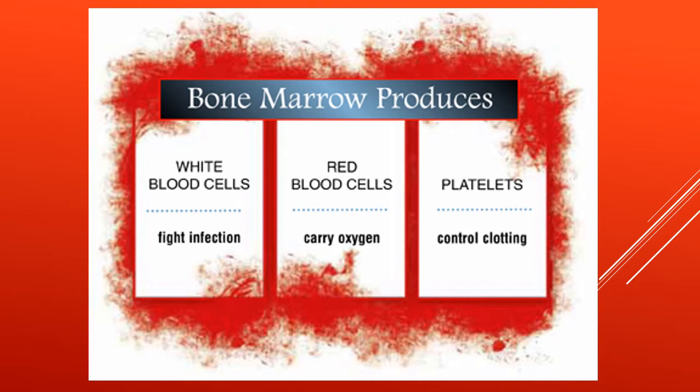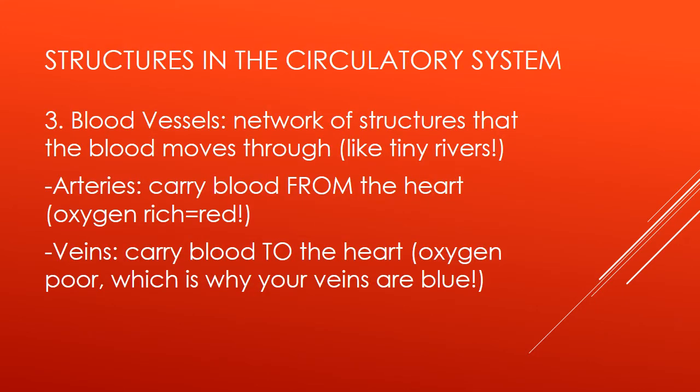Here is a little diagram showing white blood cells fighting infection, red blood cells carry oxygen, and the platelets help to control clotting, help to control big clumps of blood from forming. Those would obviously block our river from flowing. The last one is the blood vessels. The blood vessels are like our tiny rivers. They are the network of structures that the blood moves through.